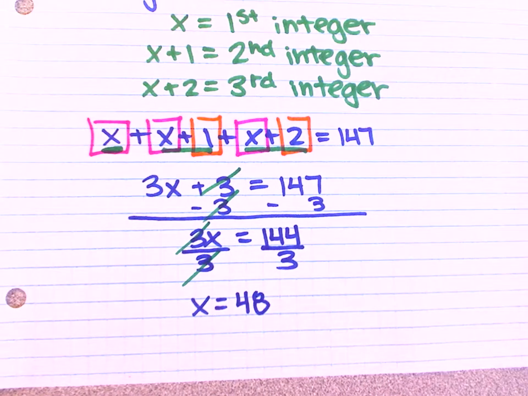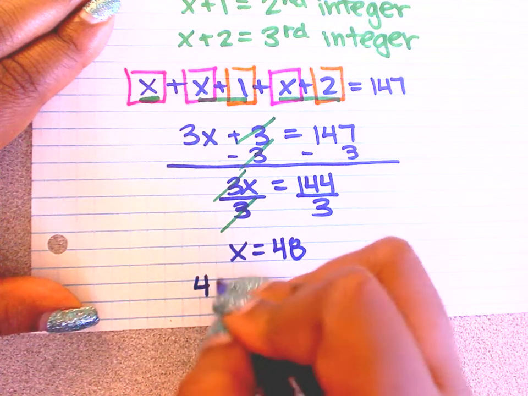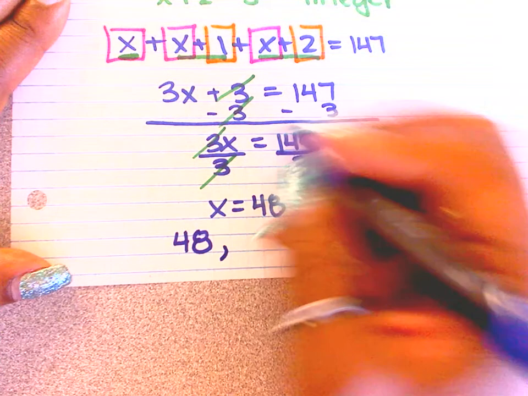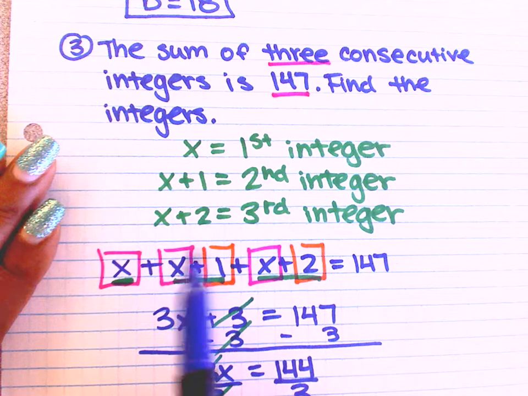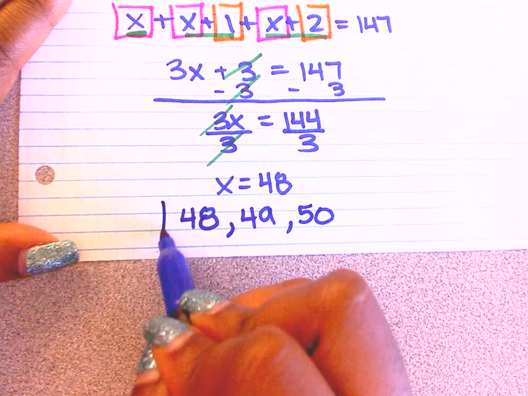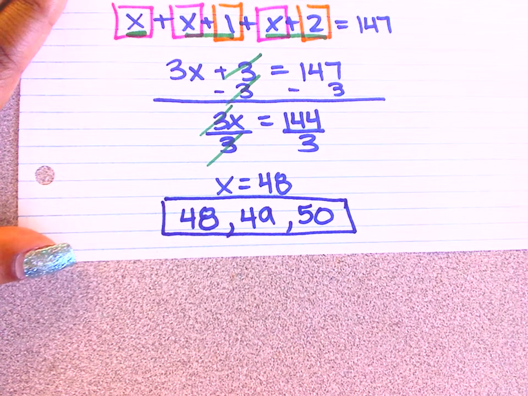Am I done? No. The question asks you for the 3 numbers that are consecutive. So my first number, x, remember x represents my first integer. So my first integer is 48. Now x plus 1 will be my second integer. So what's 48 plus 1? 49. And then my third consecutive integer is x plus 2. So 48 plus 2 is 50. Did it work? Yes. 48, 49, and 50 are my 3 consecutive integers that will equal 147.